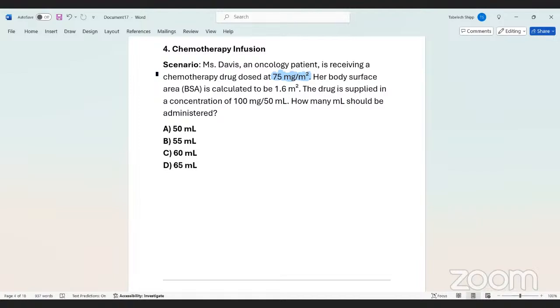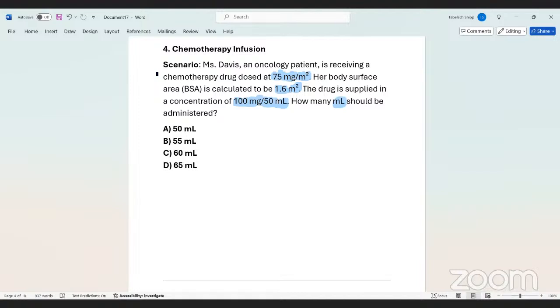So in this case, they're telling you that the drug dosed at 75 milligrams per meter squared, the body surface area is calculated to be 1.6 meters squared. The drug is supplied in a concentration of 100 milligrams per 50 milliliters. How many milliliters should be administered?